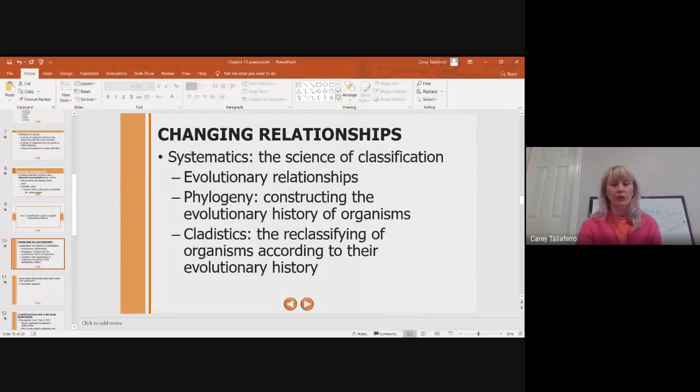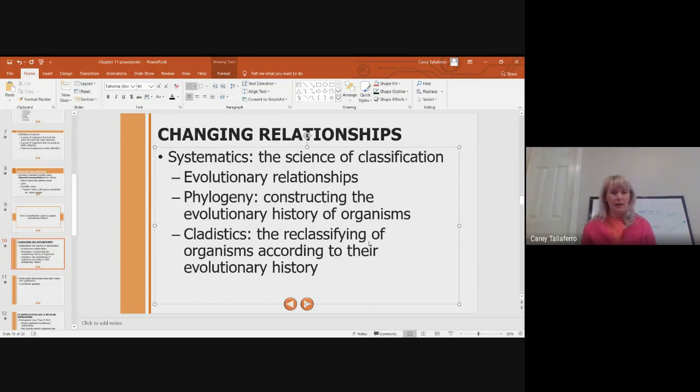All right, so we're going to look at the idea of systematics. Systematics is the current science of classification. Scientists use evolutionary relationships to work these organisms into their different classification schemes. We look at phylogeny, which is trying to piece together the evolutionary history of organisms. And then cladistics is the reclassifying of organisms according to their evolutionary history.